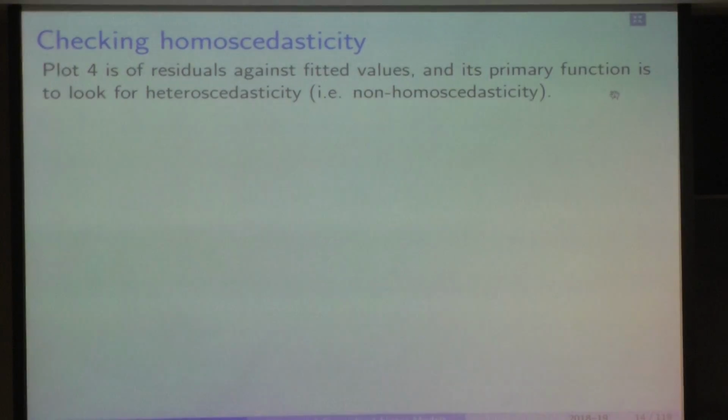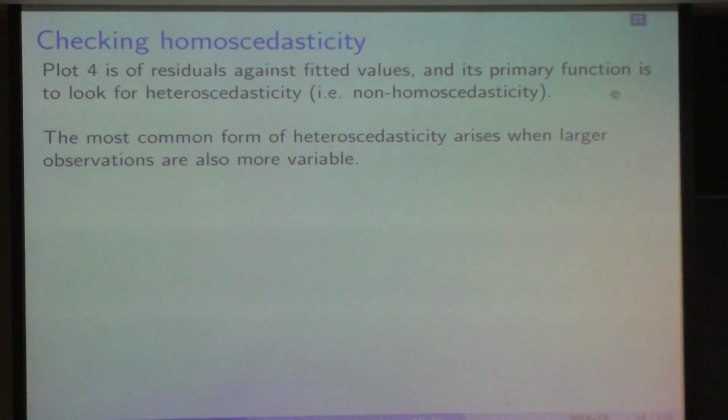So the final plot, which is the bottom right one in the table of plots, is the one where we plotted the residuals against their fitted values. The main purpose of this one is to test whether we really have an assumption of homoskedasticity. Heteroskedasticity, which is when we don't have homoskedasticity, most often arises because you have a larger variation as you have a larger fitted value.